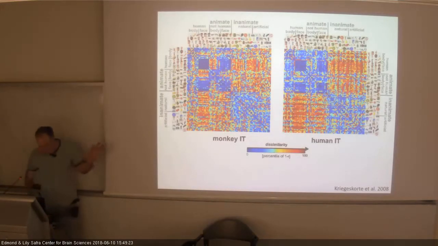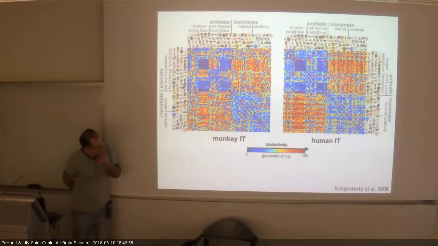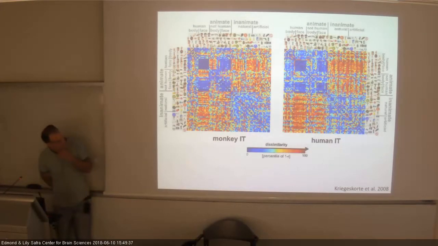So what did they do in this specific experiment? They did something very nice. They showed the same images to two monkeys and, I think, maybe four or six humans. Remember, and again, I don't remember now the repetition number.